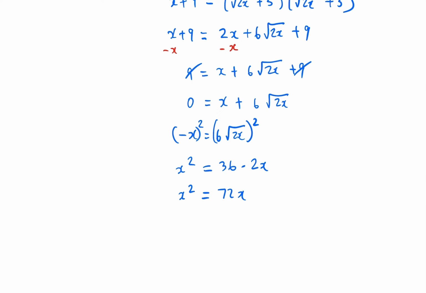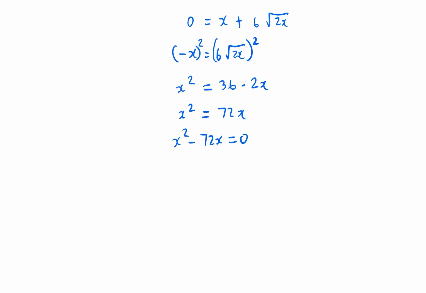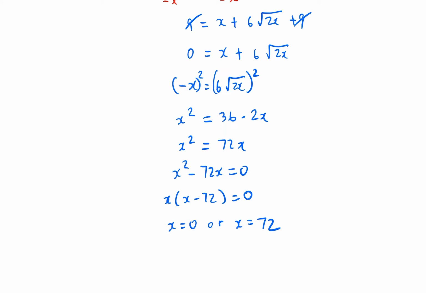Now we're going to move the 72x to the other side of the equation, and we're going to get x squared minus 72x is equal to 0. Now we're going to factor out the x, and we get x times x minus 72 equal to 0. And so our solution, using the zero product property, tells us that x is equal to 0 or x is equal to 72. Okay, now as usual, we're going to have to check this out.